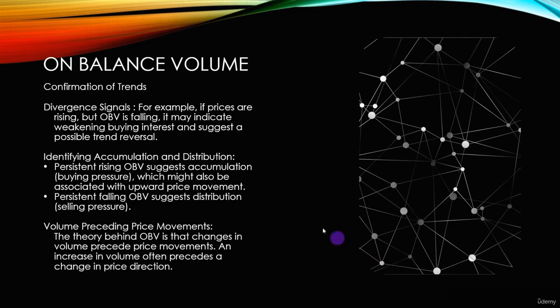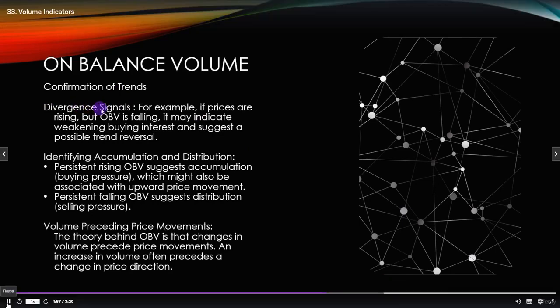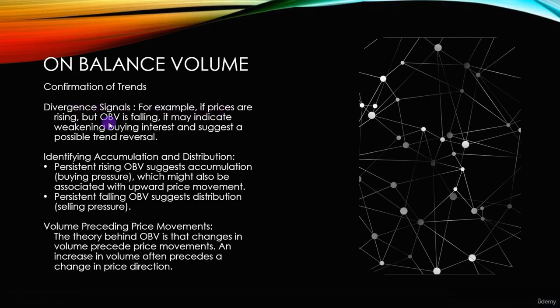We can use the OBV to confirm trends. We can check the divergence signals. For example, if prices are rising but the OBV is falling, it might indicate a weakening in the buying interest, and it might suggest a possible trend reversal.